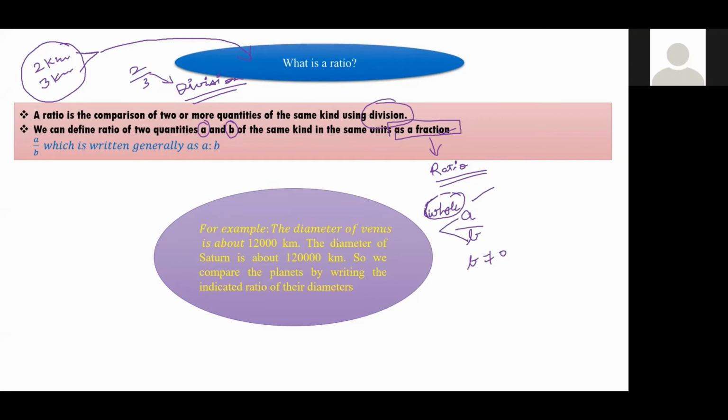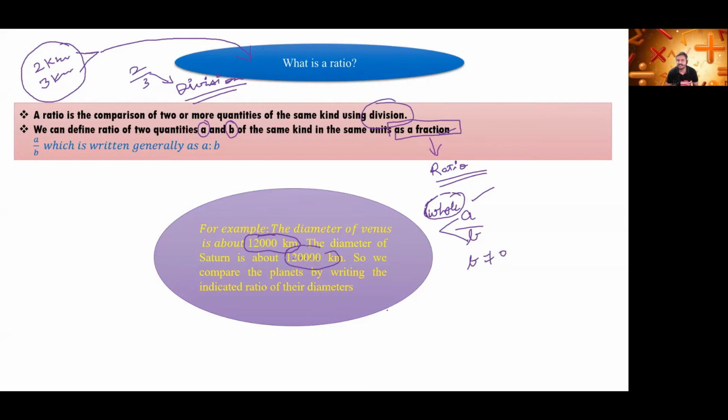Now, see the example. The diameter of Venus is about 12,000 kilometer. Or diameter of Saturn. Now, what are Venus and Saturn? They are planets. Correct. The diameter of Saturn is how much? Units, tens, hundreds, thousand, 10,000, lakh. 1,20,000 kilometers. So, we compare the planets by writing the indicated ratio of their diameters.